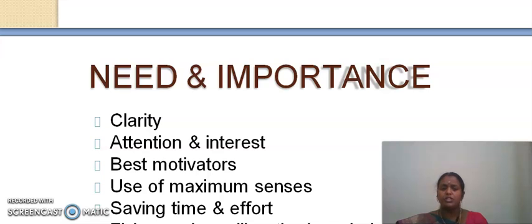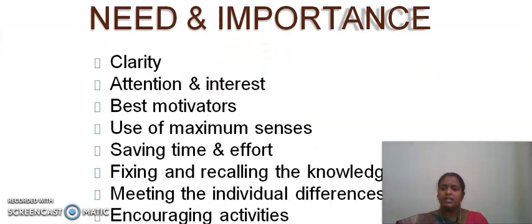Okay, so the first one is clarity. If you are using a teaching aid, clarity of the content will be received by the students, and their complete attention and interest will be inside the classroom. They will be involved in that concept, and these teaching aids will act as the best motivator for them. Then, use of maximum senses, because if you are showing something, they can see. If you are saying something, they can hear. But if you are using some material, they can see, observe, and also do, and they can hear, they can touch. So they can use the maximum level of senses.